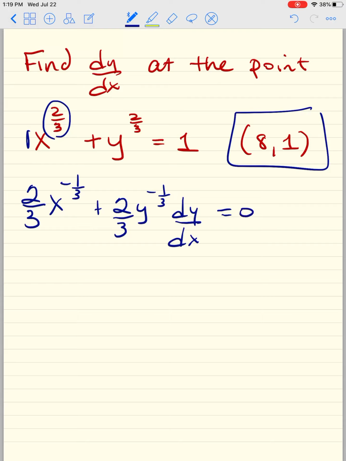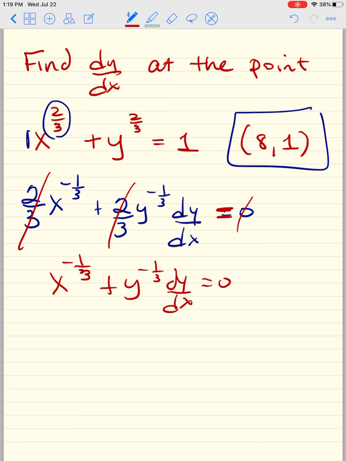Okay, so a couple of things here. Each piece has a 2/3 in it, and this is an equation. So anytime you have the same number throughout the entire equation, you could literally just reduce it because it's like dividing everything out by 2/3. Now, x to the negative 1/3 plus y to the negative 1/3 dy/dx equals 0. And I'm going to solve by bringing over negative x to the negative 1/3. And then I'm going to divide by this guy here. And that's going to be y to the negative 1/3 dy/dx.